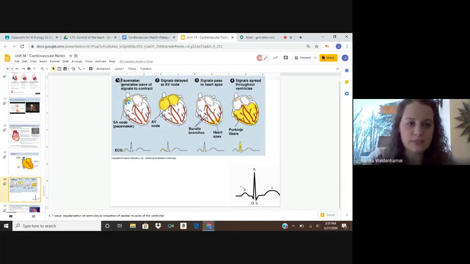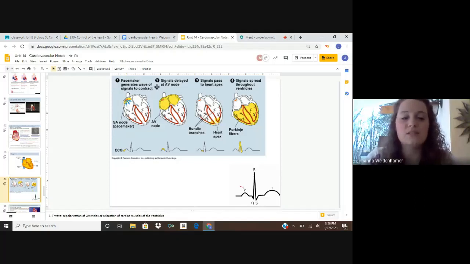Our first thing that's going to happen, we're first going to take a look at the first part of the P wave. And number 1 says the pacemaker generates wave of signals to contract. So again, our SA node or our pacemaker is at the top of the right atria. It's going to send the signals through the atria, both right and the left. And that's going to be described by that first part of the P wave. So I want you to label that first part just like they labeled it in yellow at the bigger picture. Label it number 1. That's the first thing that's happening.